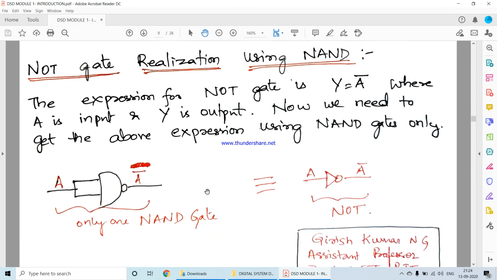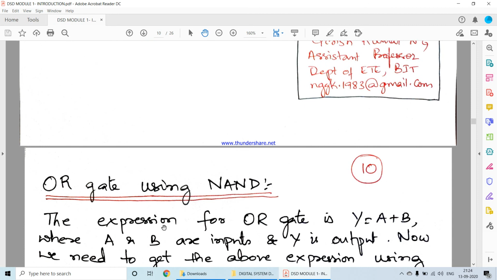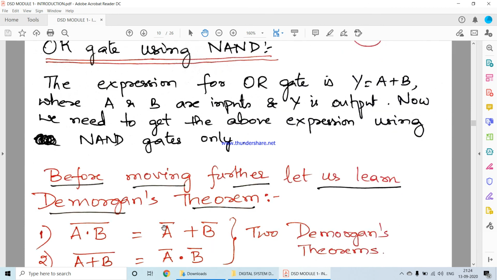Similarly, the NOT gate: when you short two inputs of any NAND gate, it behaves as one single input. Therefore, I give A, I get A bar. So this is the NOT-equivalent NAND gate. We all know the NOT gate symbol is this, and we get A bar. Similarly, here the NAND gate is used as a NOT gate. Then we have the OR gate realization using the NAND gate.